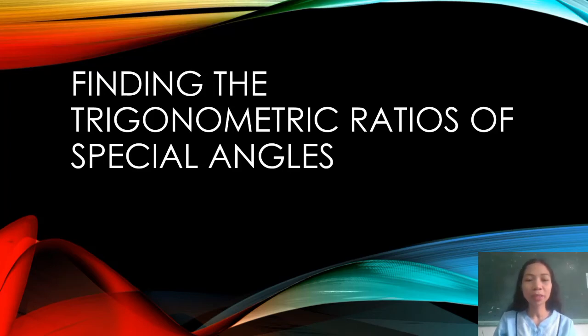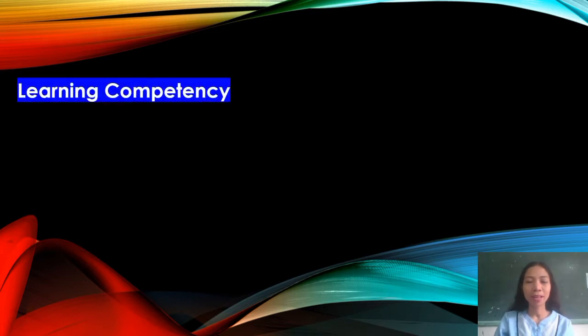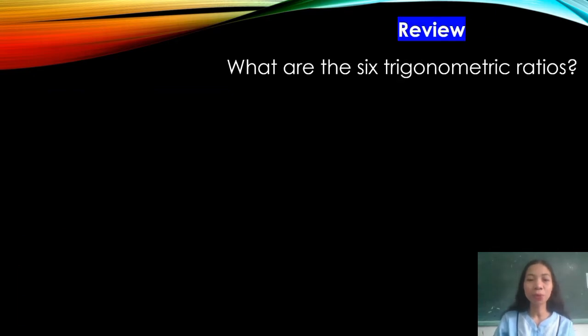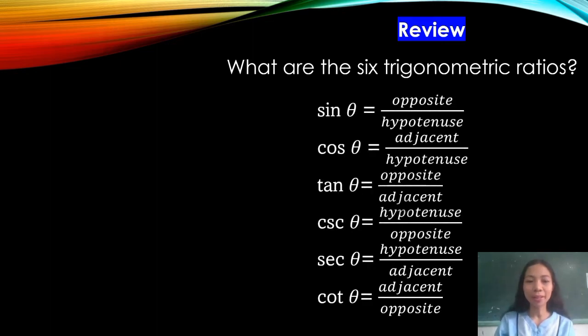Finding the trigonometric ratios of special angles, Quarter 4, MELC 2. At the end of this lesson, you are expected to find the trigonometric ratios of special angles. As a review, what are the 6 trigonometric ratios? Those are the sine, cosine, tangent, cosecant, secant, and cotangent.